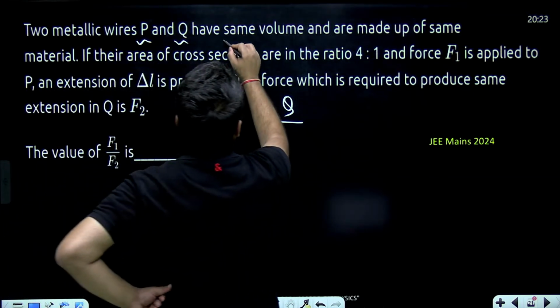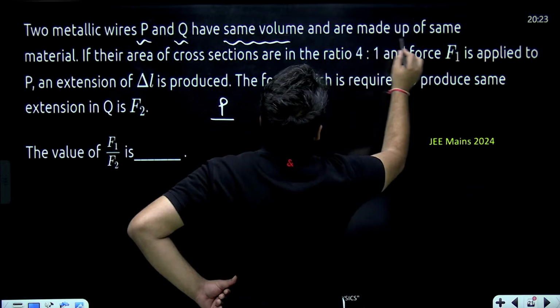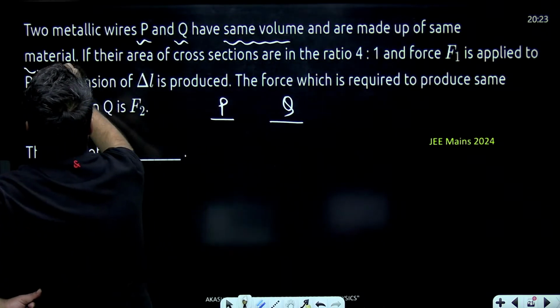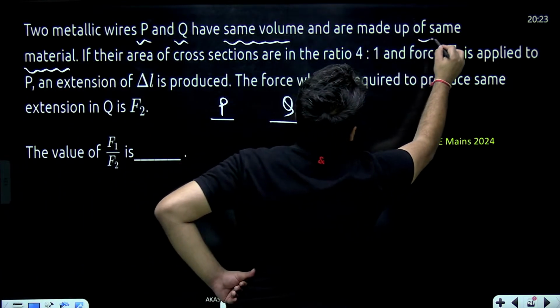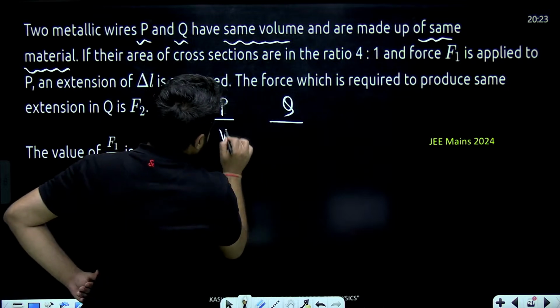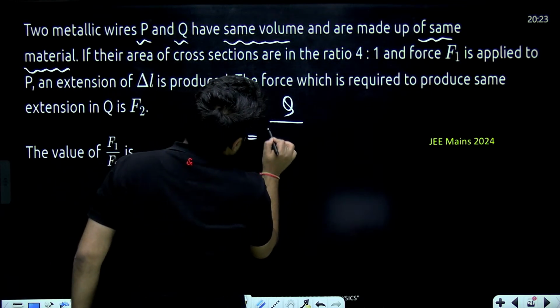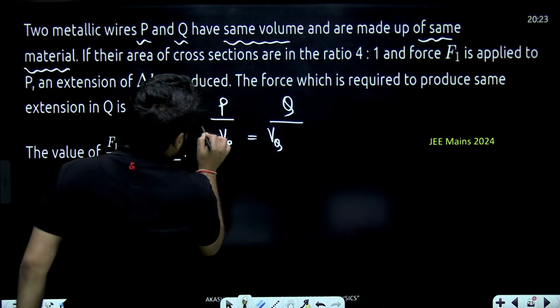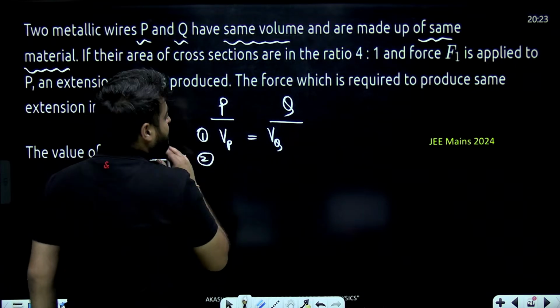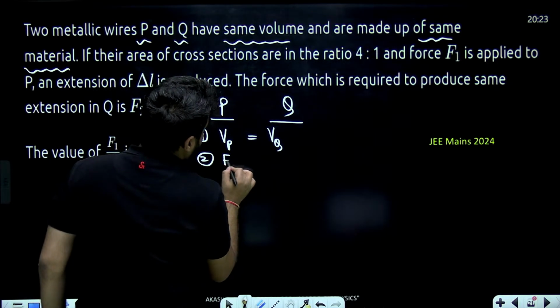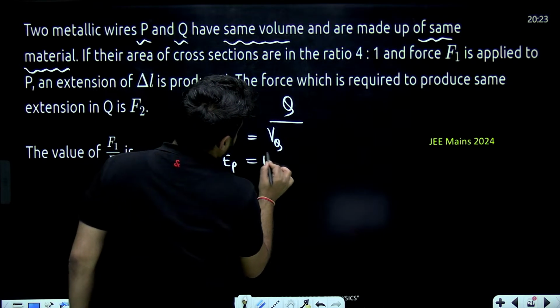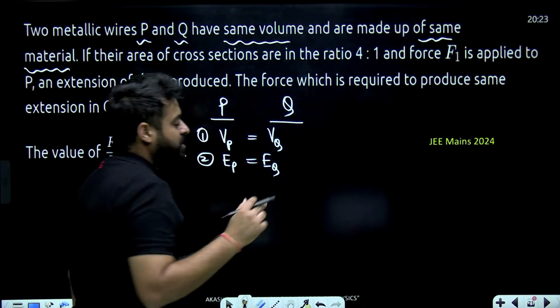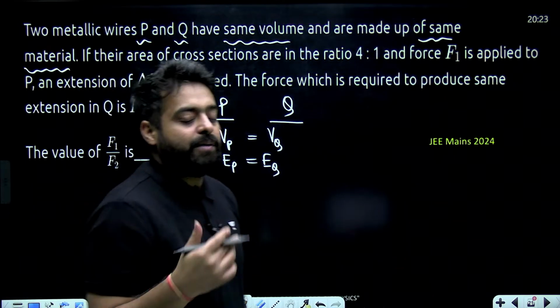Please try to understand, if the volume is the same and they are made of the same material, what do you mean by that? Sir, the volume Vp is equal to Vq, first thing, and second thing, if the materials are the same, the Young modulus of P is the same as the Young modulus of Q, because the Young modulus is a property of the material.